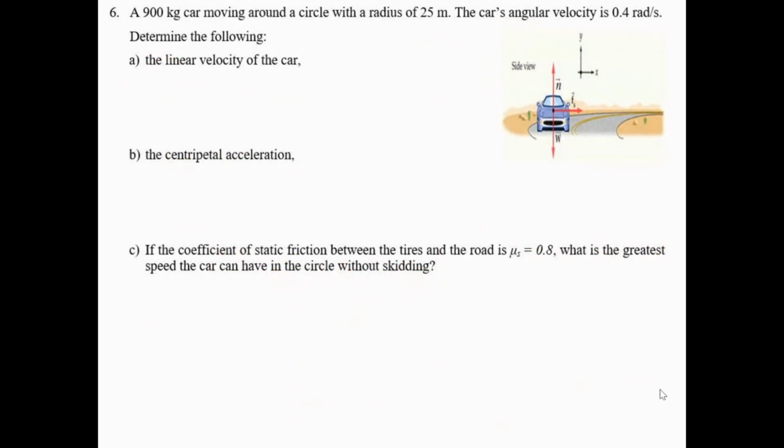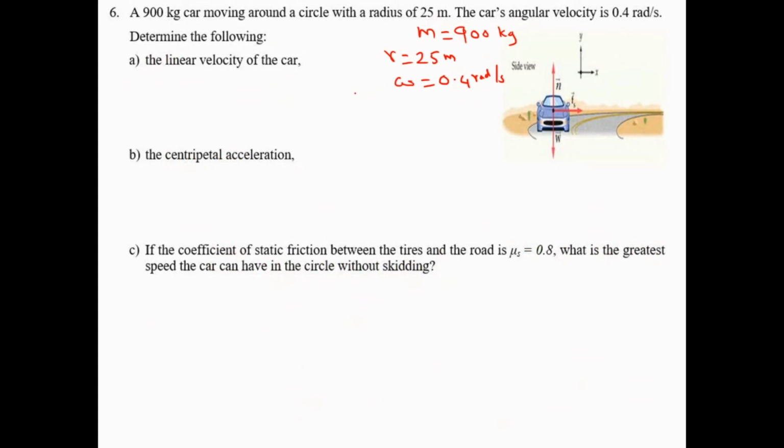Sixth question. A 900 kilogram car moving around a circle with a radius of 25 meters. So the mass of the car is given as 900 kilogram, and the diagram is given here. Because it is moving in a circle, the circle will have a radius. So the r value is 25 meter, and the car's angular velocity is given, which is omega, 0.4 radian per second. We have to find two answers.